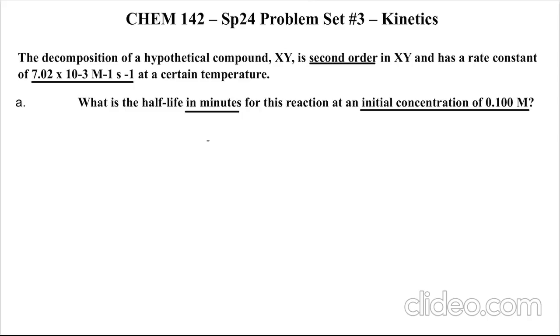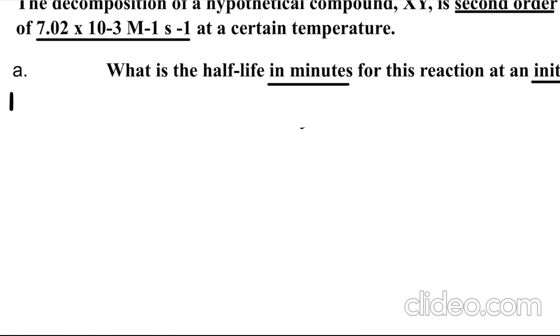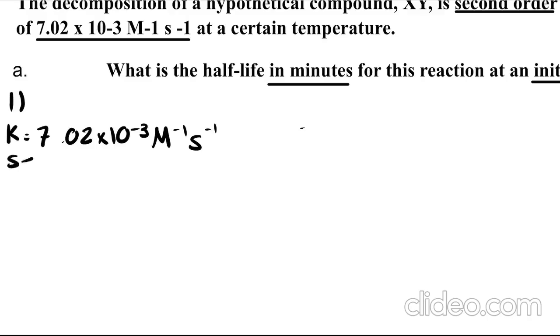So our first step here will be to organize all of our data and find the relevant information that will allow us to solve this problem. So we know that the rate constant, k, is equal to 7.02 times 10 to the negative 3 inverse molar per second. We know that this is a second order reaction and that we have an initial concentration of 0.100 molar. These are the values that we're going to use to solve this question.